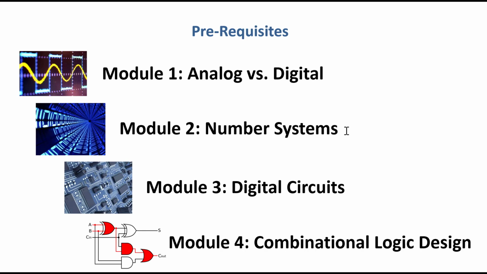Within number systems, we looked at things like representing groups of ones and zeros using the hexadecimal number system. We looked at basic binary arithmetic, such as addition and subtraction, and then we looked at representing negative numbers using 2's complement. You should also remember Module 3, which was on digital circuitry and interfacing.